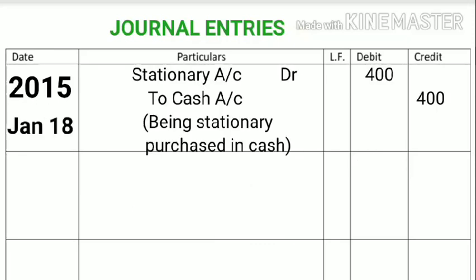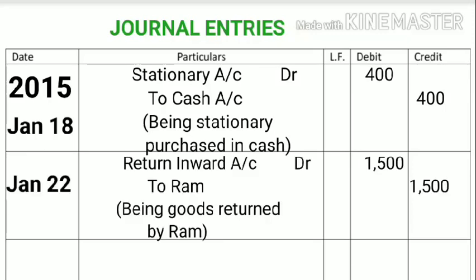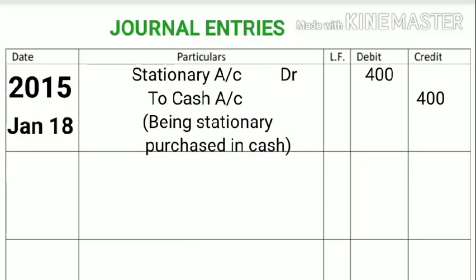January 18, purchased stationery. Cash balance has decreased and expense is incurred. The entry is stationery account debit to cash. January 22nd, goods returned by Ram. The entry is return inward account debit to Ram.